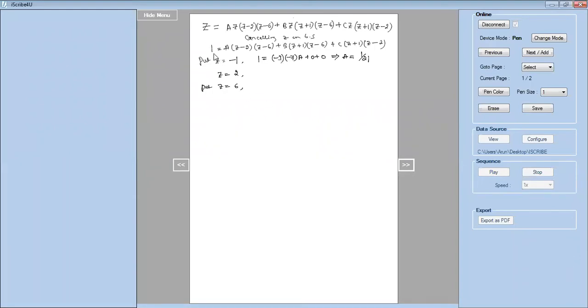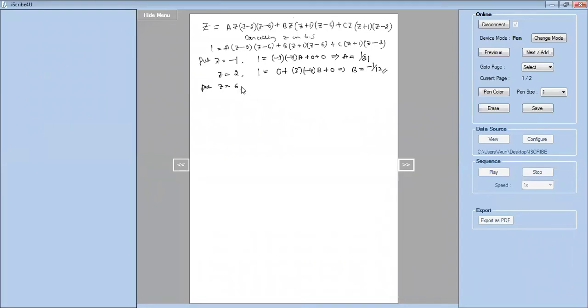Next, put z is equal to 2. The left hand side is 1, so 1 equals A into 2 minus 2, which becomes 0, plus, coming to the second term, 2 plus 1 is 3, and 2 minus 6 is minus 4. Minus 4 into 3 into B, plus C term was 0. So this implies B equals 1 by 3 into minus 4, minus 12. So it becomes minus 1 by 12. This is our B.